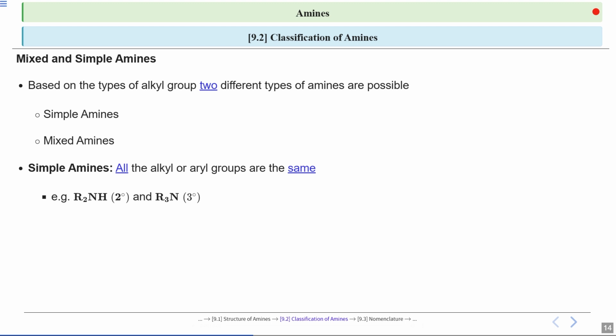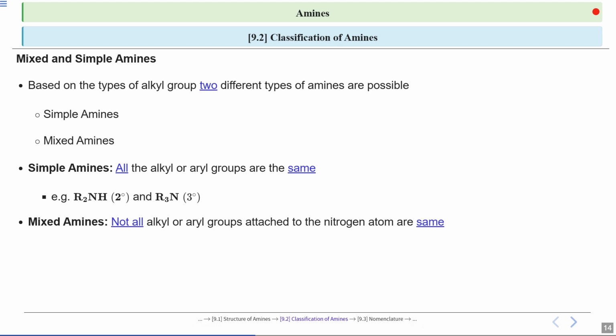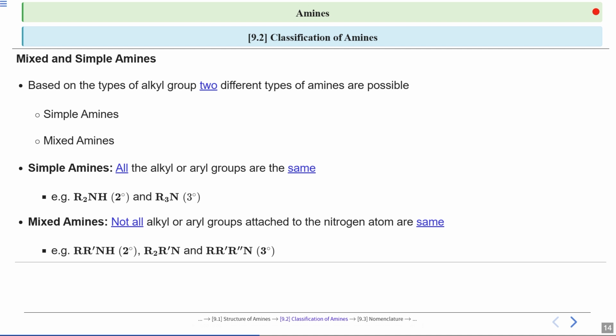Now if I talk about mixed amines, so as I told, not all the alkyl or aryl groups which is attached to the nitrogen are same. So if you look at this example, here you will see two hydrogens are replaced by alkyl or aryl groups. So it is R and R dash. So both R and R dash, they are different groups.